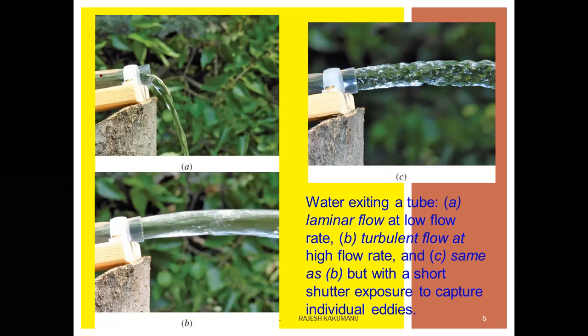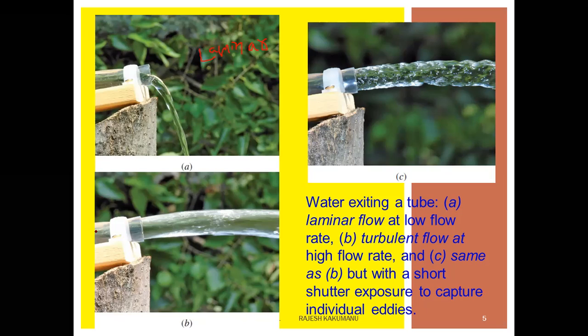You can see a constant flow of water with constant velocity, which is experiencing a laminar flow. We can call it laminar or viscous flow, right? Next, see figure B. Figure B is a turbulent flow at high flow rate. So here the discharge is very high.